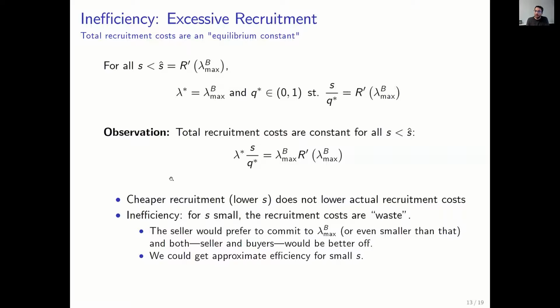So cheaper recruitment does not actually lower the recruitment cost. The physical friction S is independent of what the equilibrium friction is. The equilibrium friction is fixed. And there's an inefficiency: as S is small, these recruitment costs are a waste. Why? Well, the seller would prefer to commit to lambda V max. The seller would like to say, I'm never going to recruit more than lambda V max bidders. I'm never going to recruit more than 5 bidders. And if you could do so, then both the seller and the buyers would maybe be better off. And we would even get approximate efficiency.